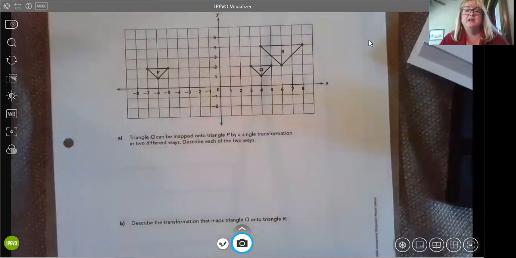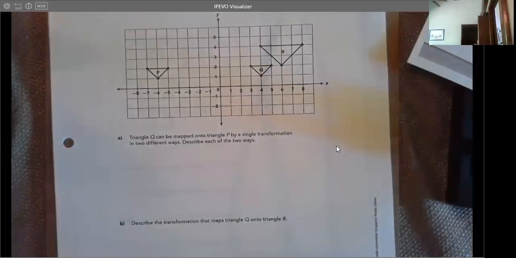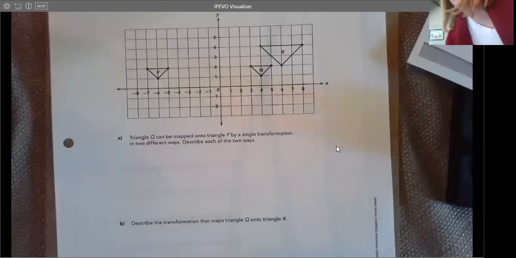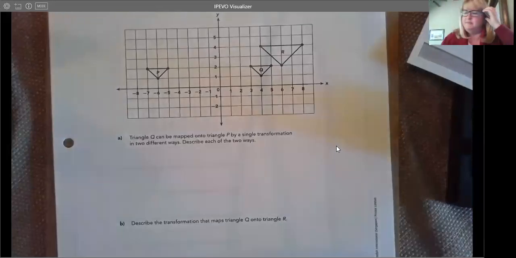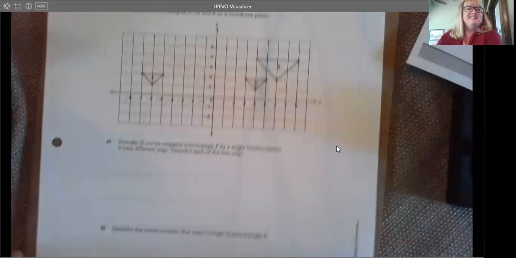My battery is running low. Give me 1 second to plug it in. All right, it was not literally 1 second, but you get the idea. I would hate to lose power in the middle of this.